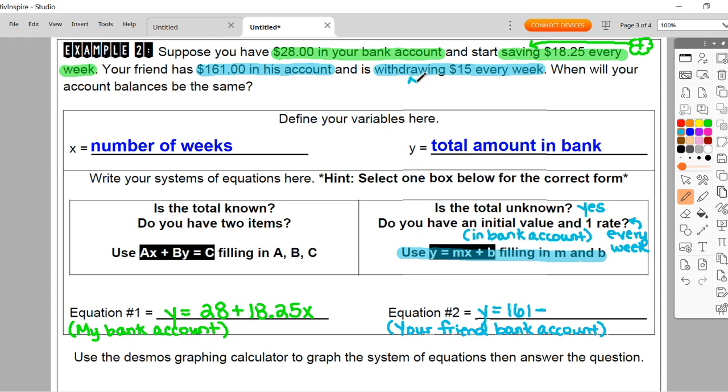Because my friend is withdrawing, that is a great way of saying that I'm taking out money. So a subtraction of 15 each week. After the first week, I take out 15, then I lose 15 more the next week. Because that keeps changing, that's my slope, that's my m. Now I have the two equations, I go right to Desmos.